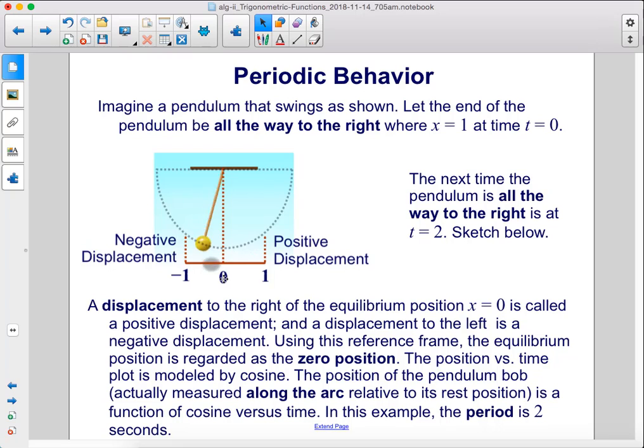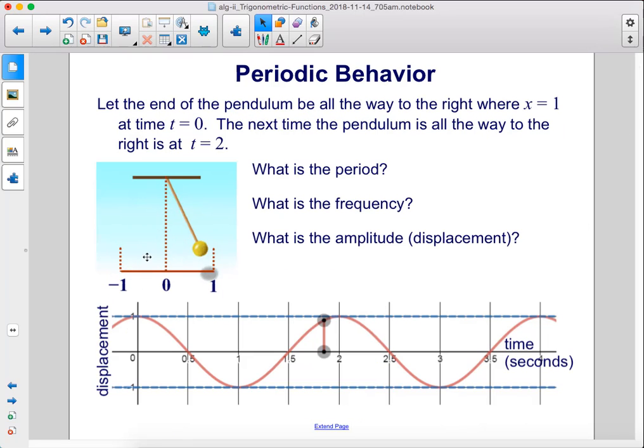The position of the pendulum bob actually measured along the arc relative to its rest position is a function of cosine versus time. In this example, the period is 2 seconds. Let the end of the pendulum be all the way to the right where x equals 1 at time 0, so that's here. The next time the pendulum's all the way to the right is at t equals 2. So here we have the graph of this motion.